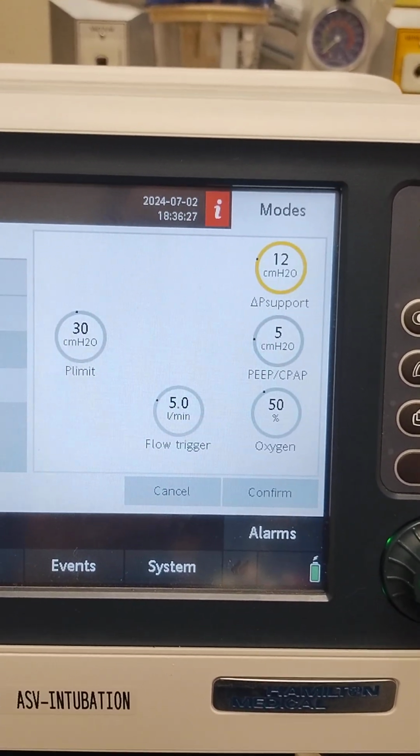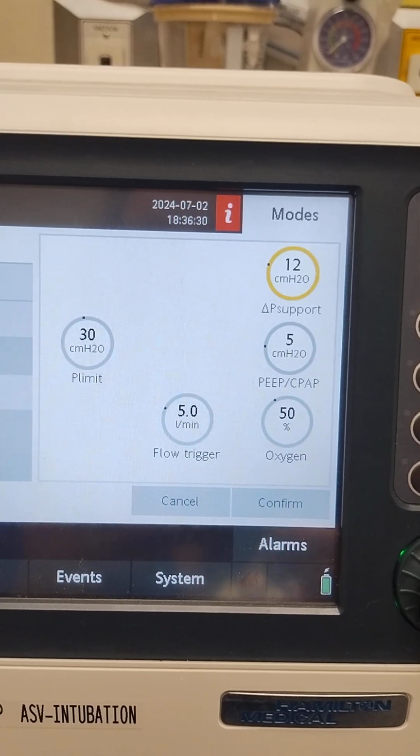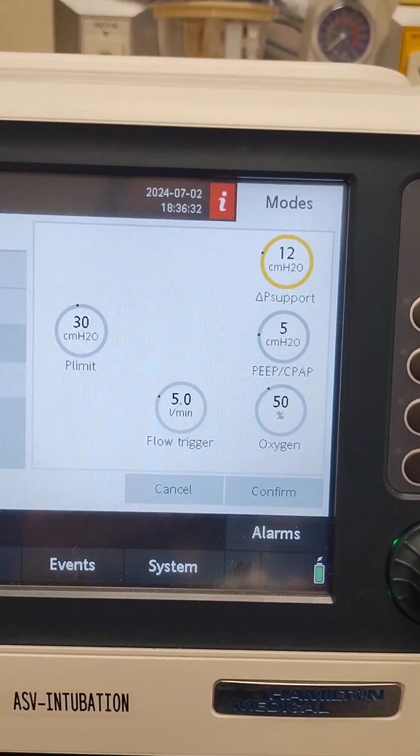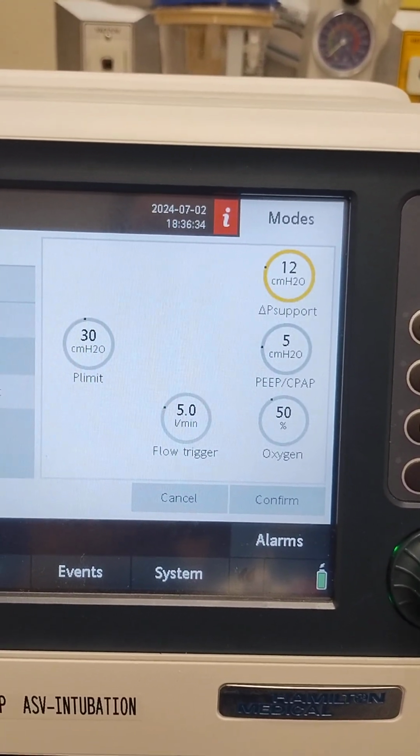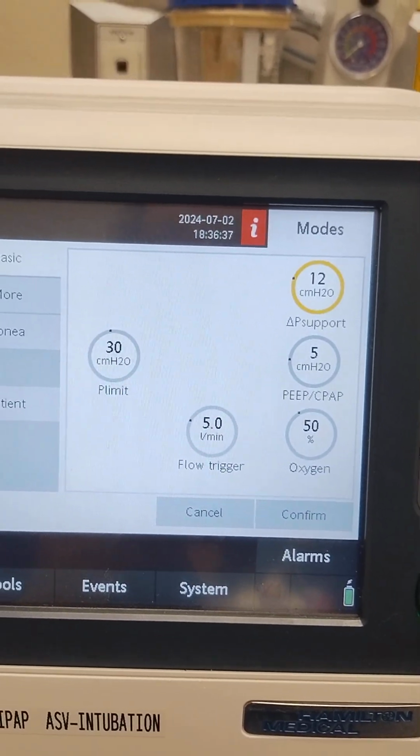But again, you want for the patient in non-invasive to be spontaneously breathing. If they do go completely apneic, then that would be an indication for intubation.